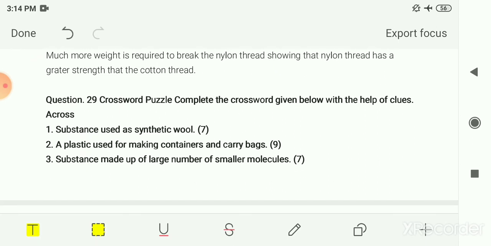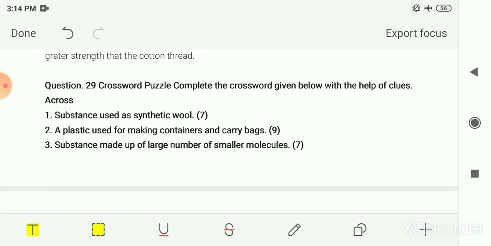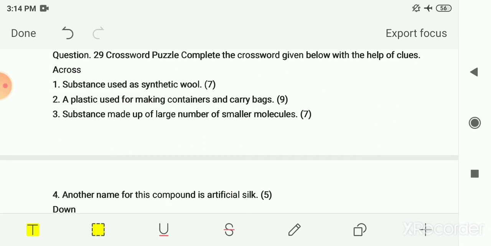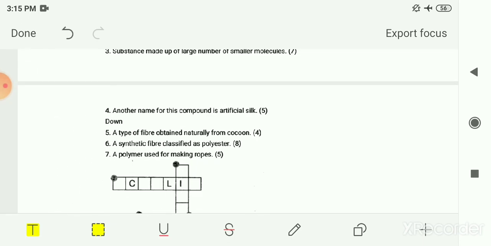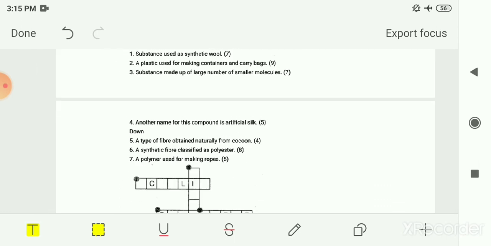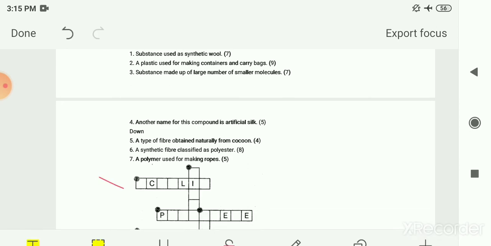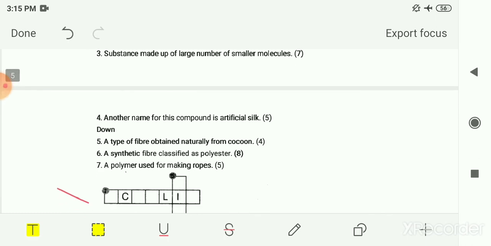Now the next question is, a crossword puzzle is given to you. You have to complete this crossword puzzle, and some clues are given to you. In across, number 7, it is given: substance used as synthetic wool. That is known as acrylic. So here your answer acrylic will come.